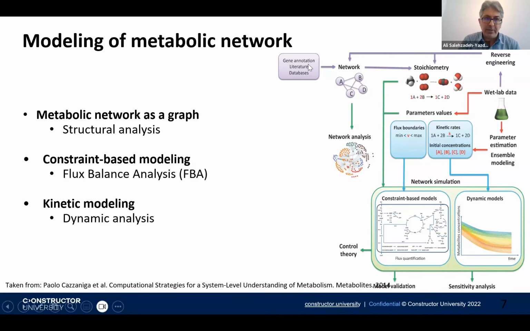But in the middle, we have constraint-based modeling, or let's say the genome-scale metabolic model, where we usually use flux balance analysis to estimate the flux across the whole network.